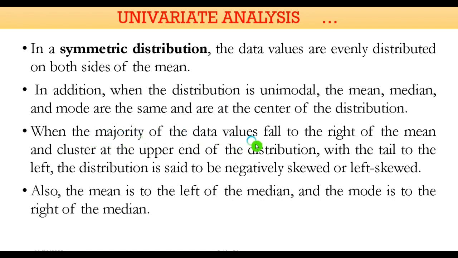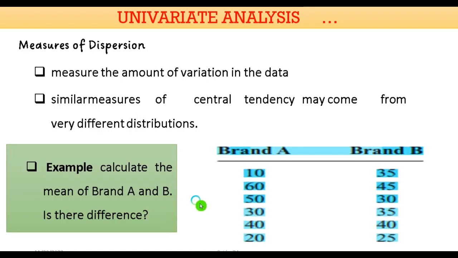When the majority of data values fall to the right of the mean, clustering at the upper end of the distribution with the tail to the left, the distribution is said to be negatively skewed or left skewed. This means the mean is to the left of the median and the mode is to the right of the median, as we read before. The other important topic is measures of dispersion.